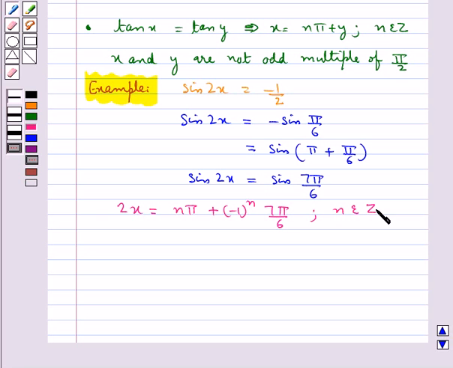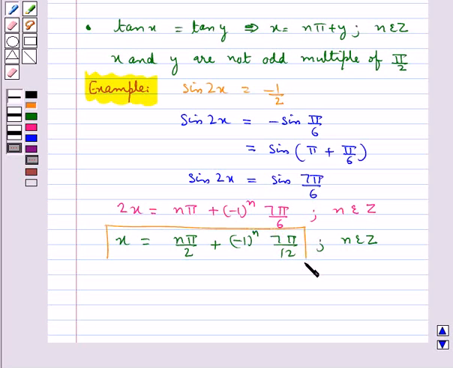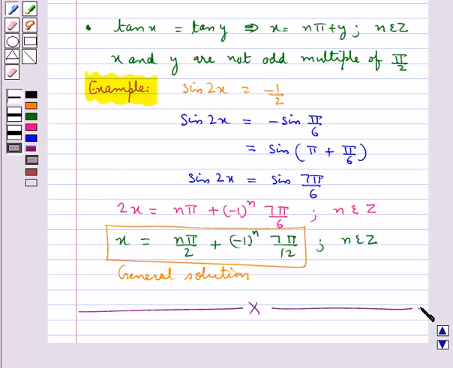That is, this gives us that x is equal to n pi by 2 plus minus 1 to the power n 7 pi by 12, where again n belongs to Z. This is the general solution of the given trigonometric equation. This completes the session. Hope you have understood the trigonometric identities and the trigonometric equations.